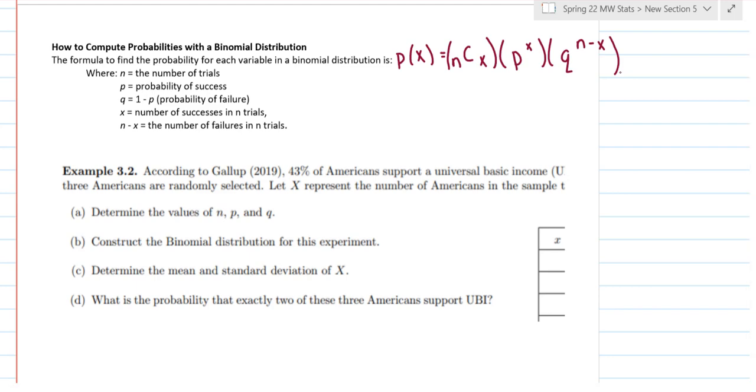Okay, then it's telling you n is the number of trials, p is the probability of success, q, probability of failure, x, the number of successes, and n minus x, the number of failures.